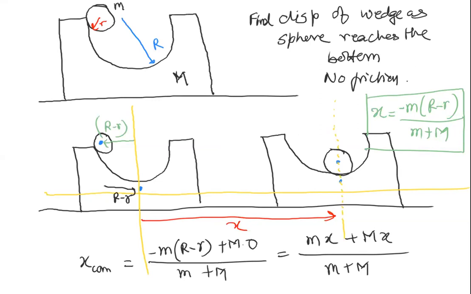What you have to remember is that the moment we choose this as the system, and we say that F external on this system is equal to zero, velocity of center of mass is equal to zero. Ab kuch bhi ho jaye.